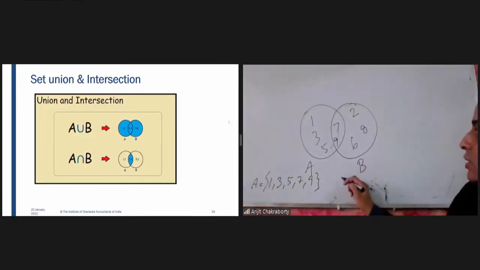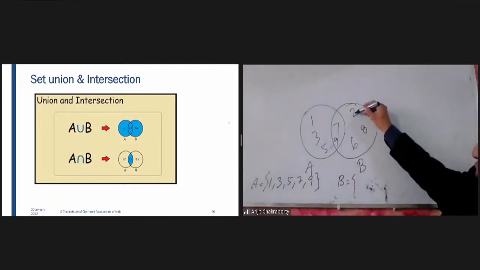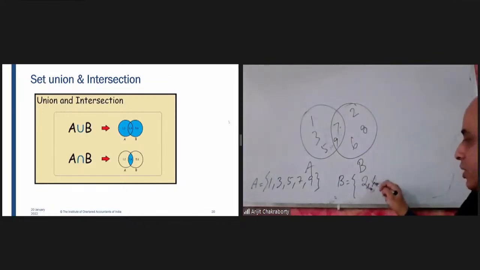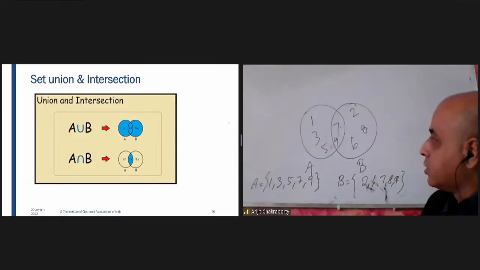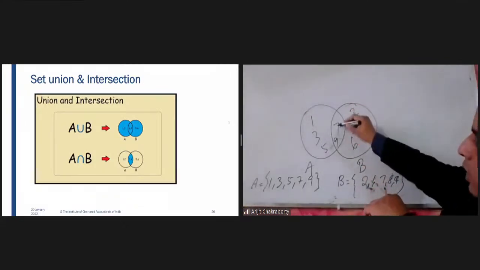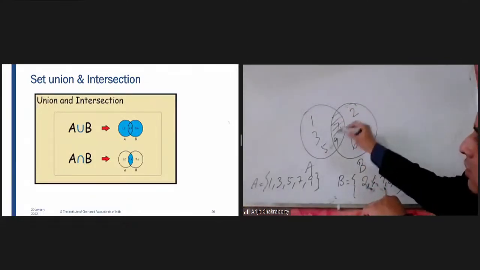Set B, what do you get? Set B is equal to 2, 6, 7, 8, and 9. So if I ask you, if you intersect, what are you getting? If you intersect, you are getting the intersection point, which is 7 and 9.